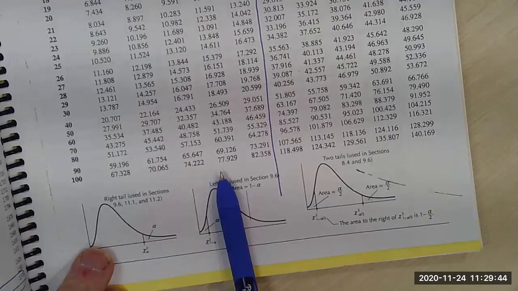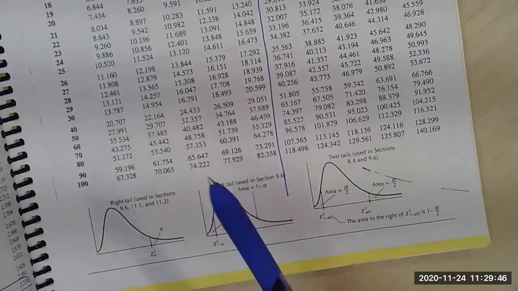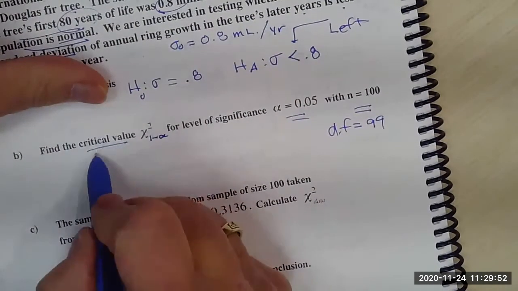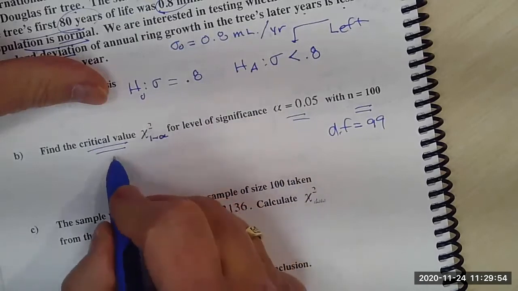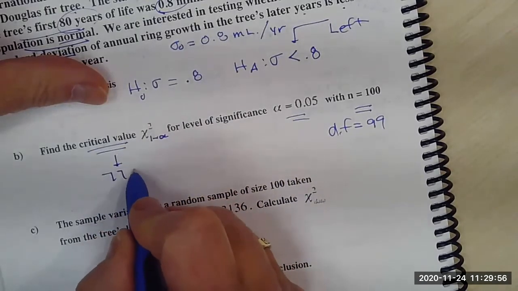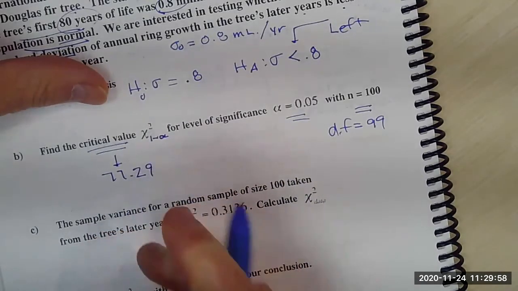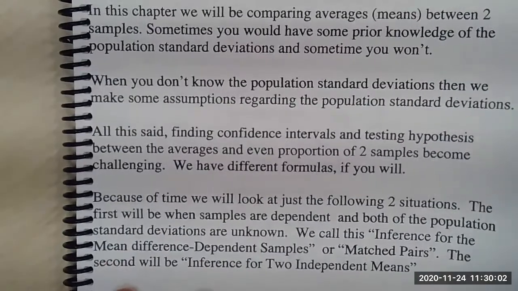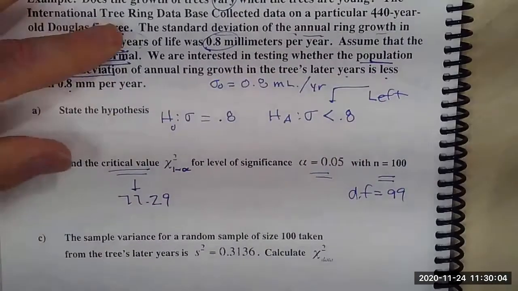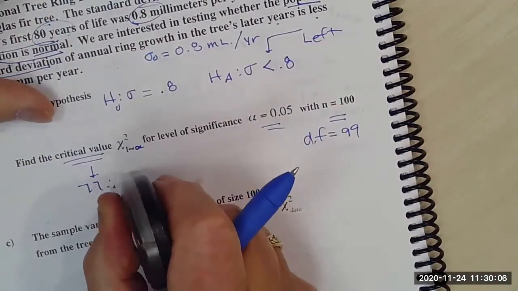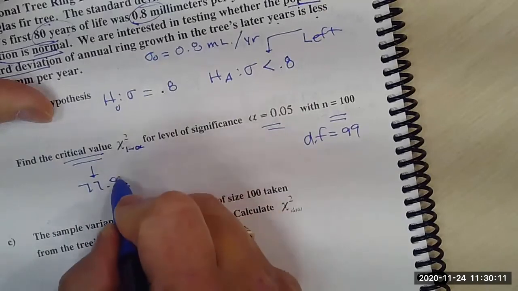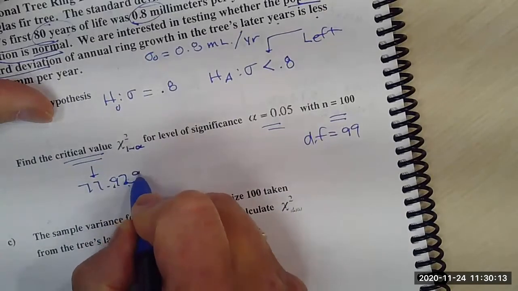Okay, so 77.29. There might have been another digit there. It's 929. Thank you very much. 77.929. Oh my gosh, I need to go home.